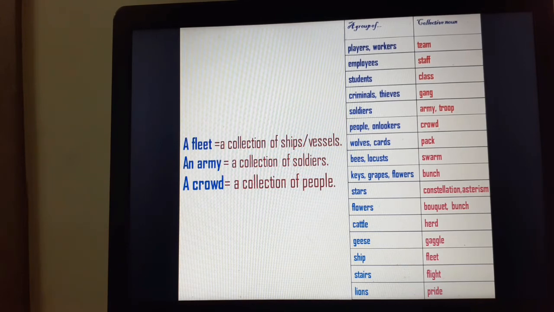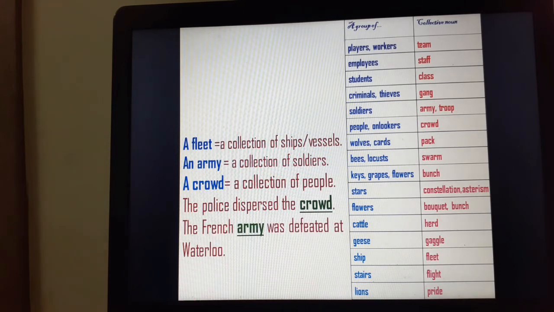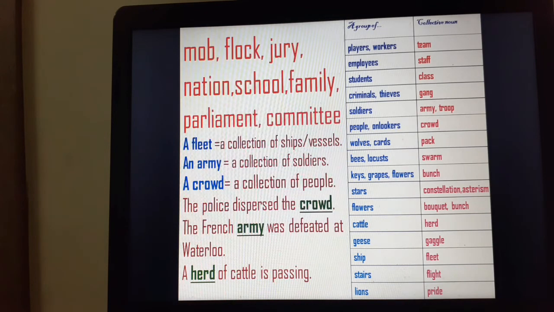So let's see some example sentences. The police dispersed the crowd. It means the police dispersed a group of people. The French army was defeated at Waterloo. Waterloo is a battle. So, army means a group of soldiers. A herd of cattle is passing. Herd means a group of cattle. Let's see some more collective nouns. Mob, flock, jury, nation, school, family, parliament, committee.